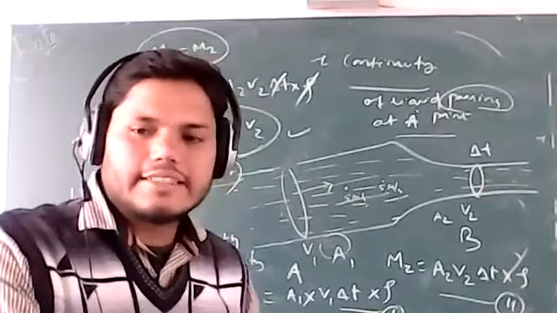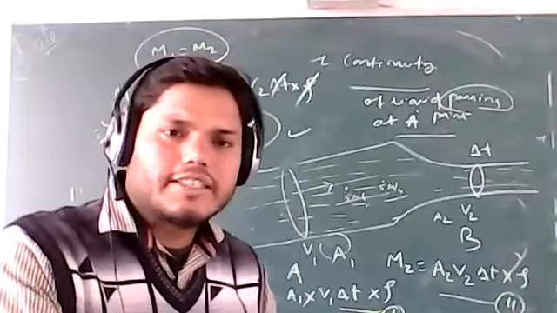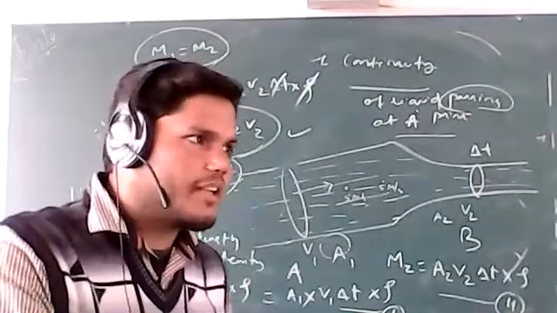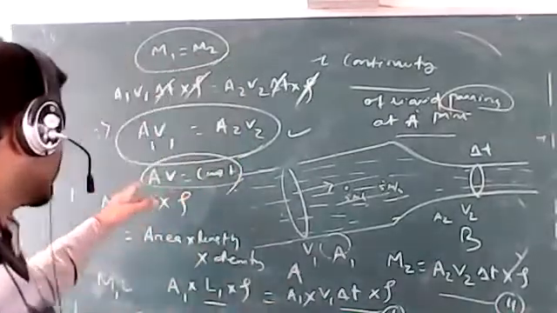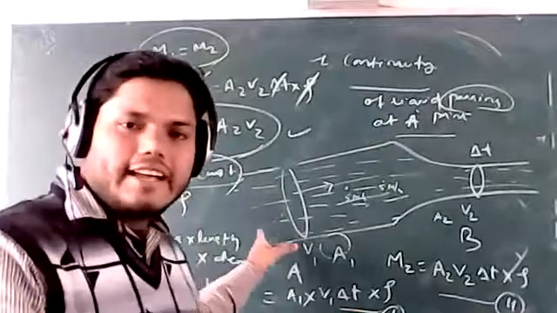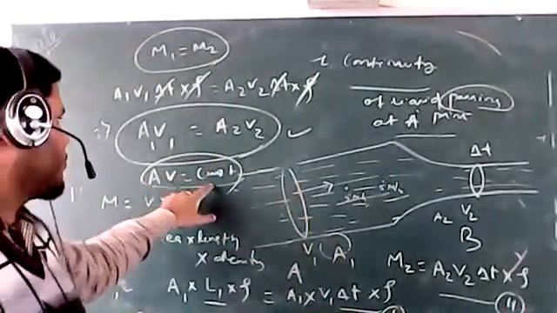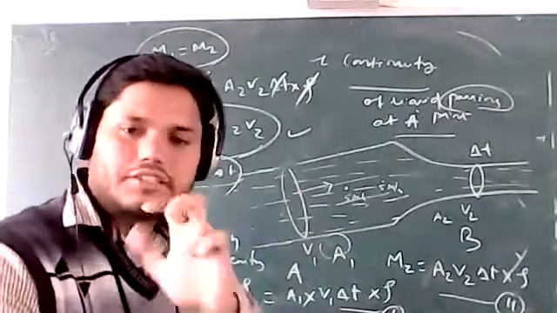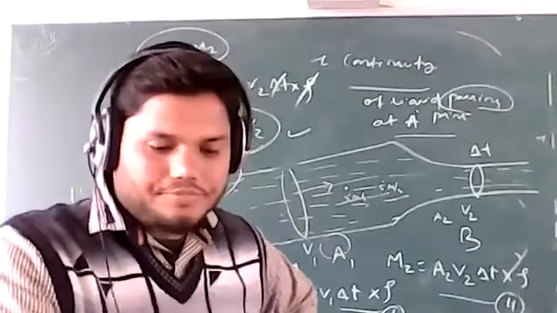Equation of continuity says that if the liquid is passing through a pipe in streamline flow, then we have seen that the product of area into velocity of the liquid will remain constant throughout the flow. Throughout the flow it will remain constant. Okay, so this is called the equation of continuity.